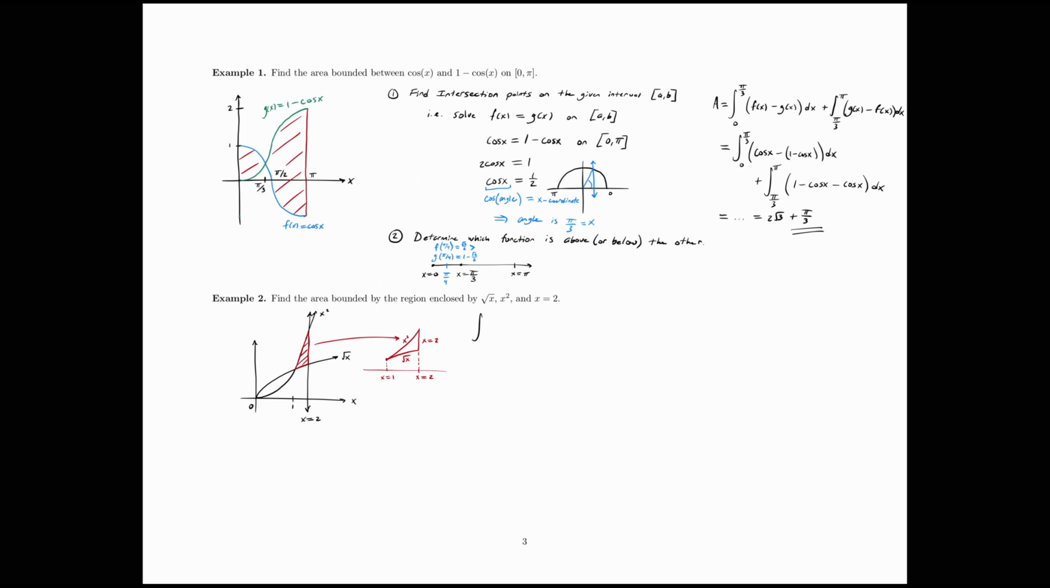The area between them is from 1 to 2, top function minus bottom function. So 1/3 x cubed minus, this would be x to the 3/2 divided by that, so 2/3 times that, between 1 and 2. So 8/3 minus 2/3 square root of 8 minus 1/3 plus 2/3.